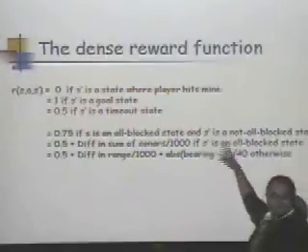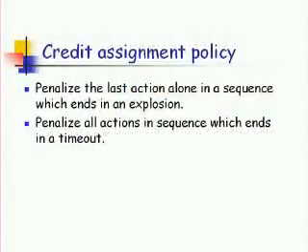So the actual constants are not that important. We've played with a whole variety of them. But having these 3 steps in the reward function, very important. Even the credit assignment policy, which is a big deal in reinforcement learning. We have 2 kinds of failures in this game. One in which you lose the submarine because it exploded, and one in which you timed out.